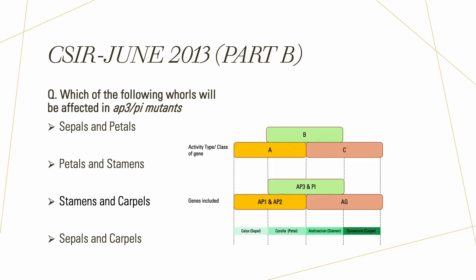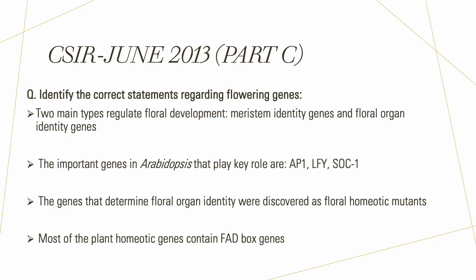Once again, this can be answered from my lecture notes, this same figure. So AP3 and PI fall under the category of B class gene, and for B we have formation of petal and stamen. So the B gene plays a role in both petal and stamen formation. So the petal and stamens can be impacted in a B class mutant of AP3 or PI.